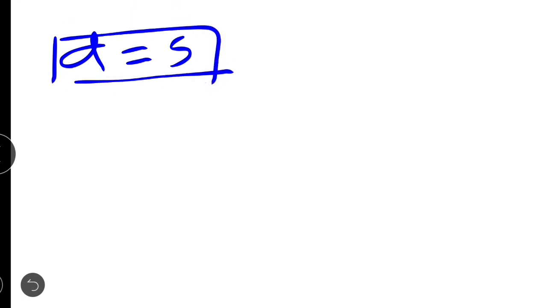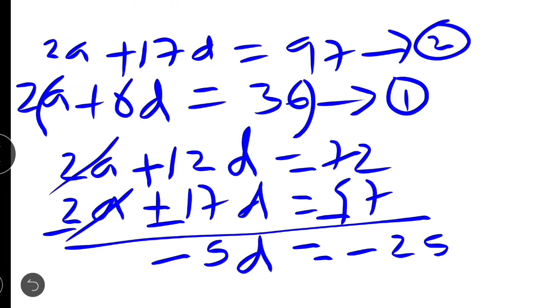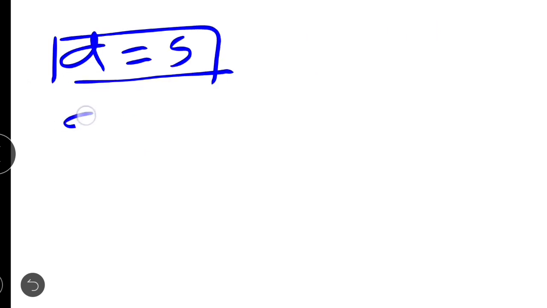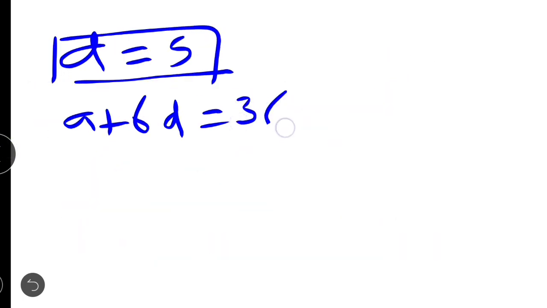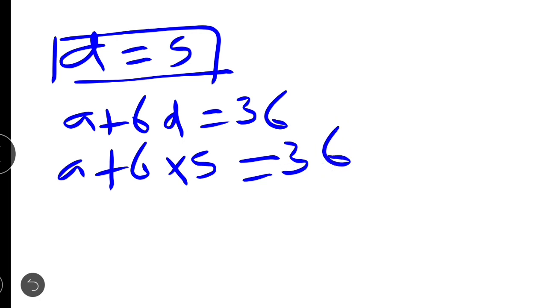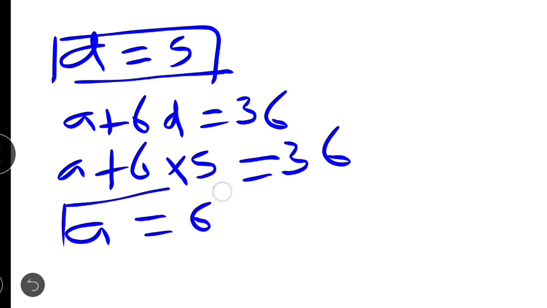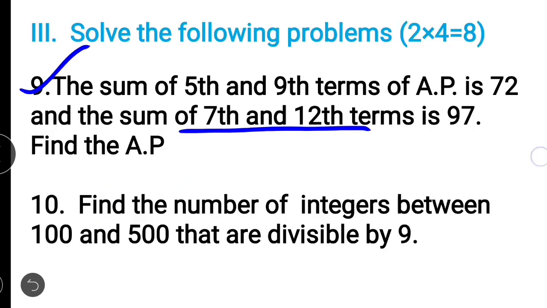Let's substitute this d value in either the first equation or the second equation. So in the first equation, a plus 6d equals 36. Substitute the d value: a plus 6 into 5 equals 36. So a equals 36 minus 30, which is 6. So the a value is 6 and the d value is 5.